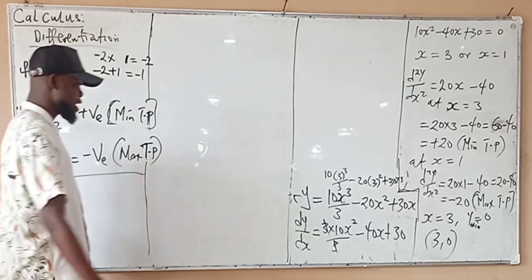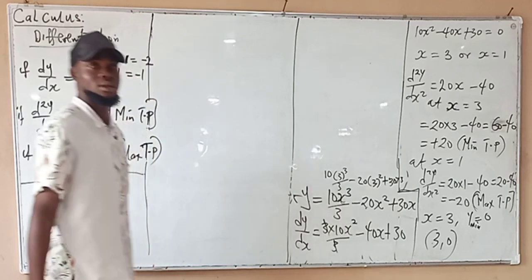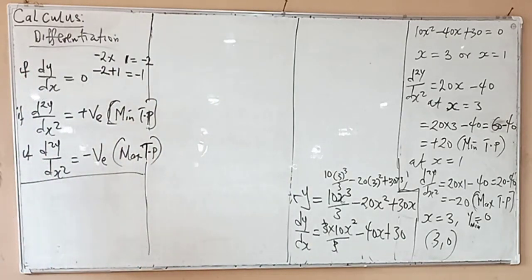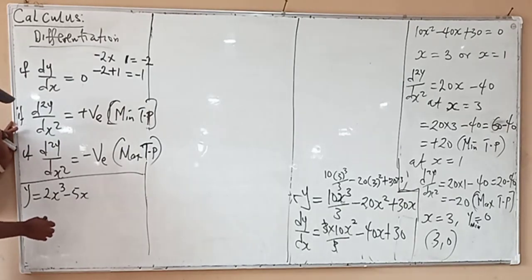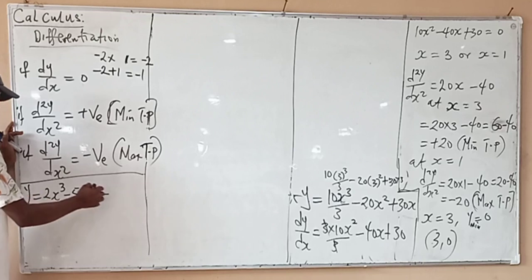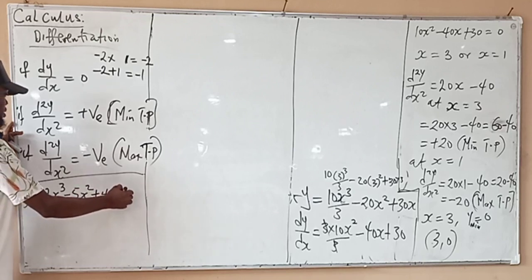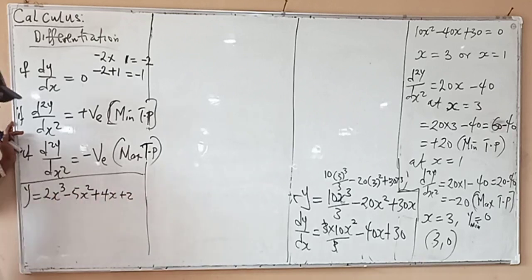Question. Obtain the stationary points and all the turning points and state the one that is maximum and the one that is minimum of the function y is equal to 2x cubed minus 5x squared plus 4x plus 2. Look at this.